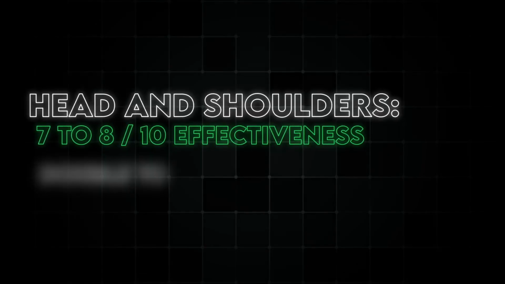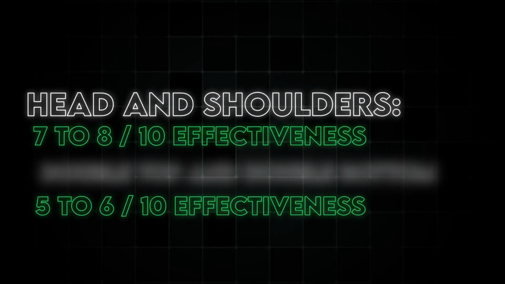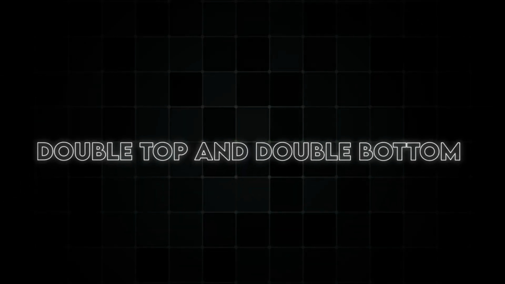And then the next pattern is going to have anywhere from a 5 to 6 effectiveness. This next pattern is going to be called the double top and double bottom. It's actually very simple, and it's actually a lot easier to spot than the head and shoulders. It's a little bit more advanced, but this double top and double bottom is very effective because you can use it right away every single day.